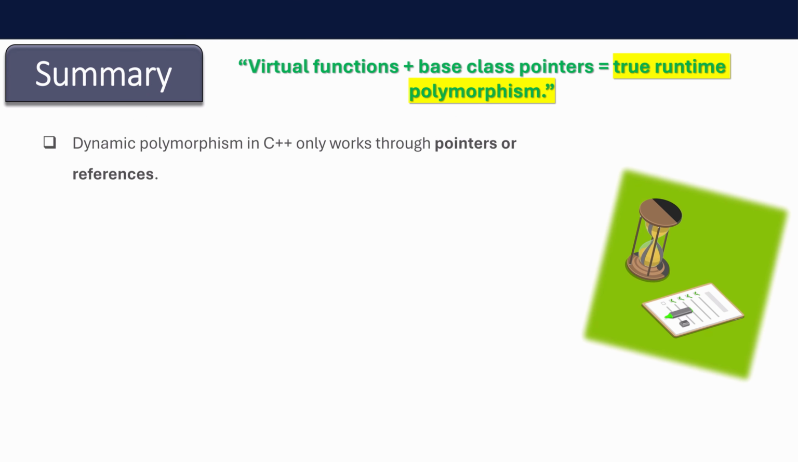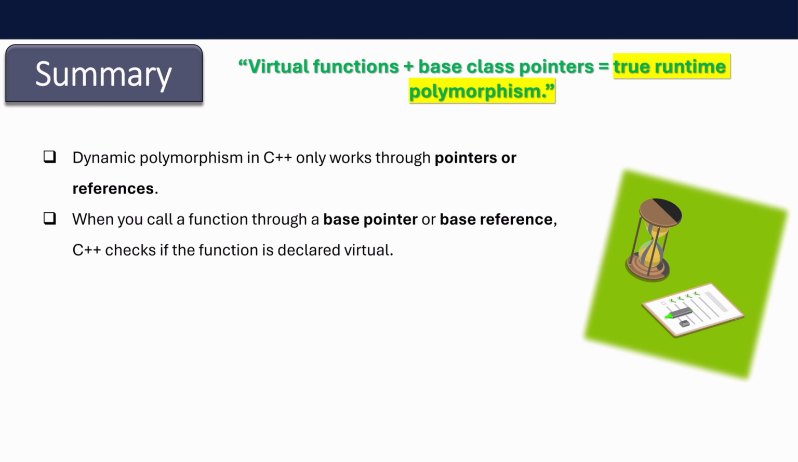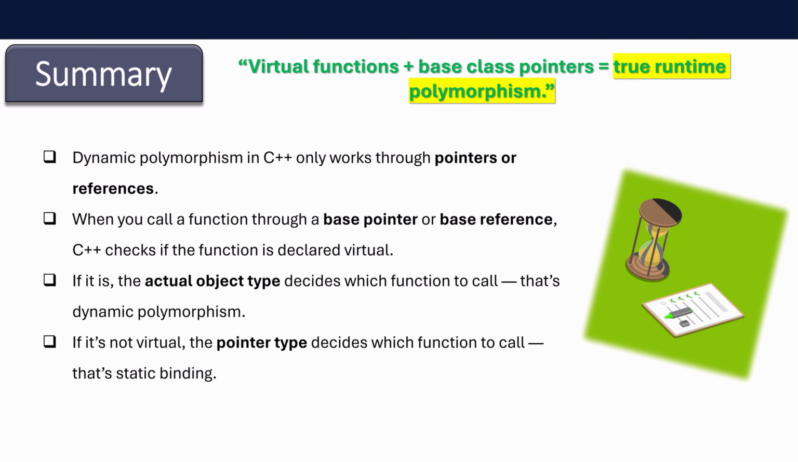To summarize, dynamic polymorphism in C++ only works through pointers and references. Number one, when you call a function through a base pointer or a base reference, C++ checks if the function is declared as virtual. If it is, the actual object type decides which function to call. That is dynamic polymorphism, because we are considering the actual object type. If the function is not declared as virtual, then the pointer type decides which function to call, and that becomes static binding, which we have just gone through.